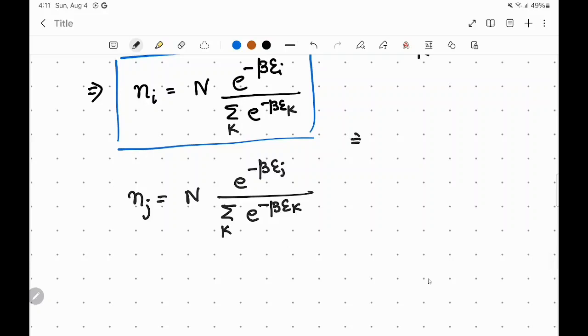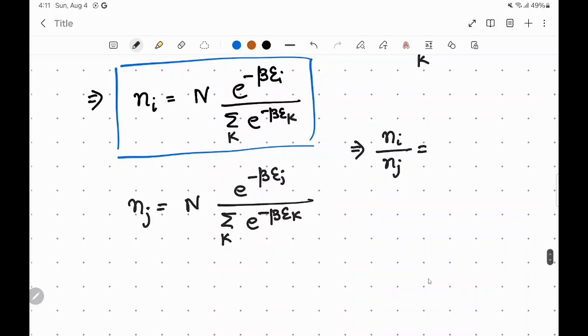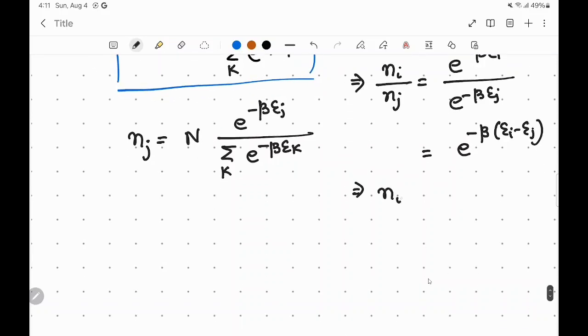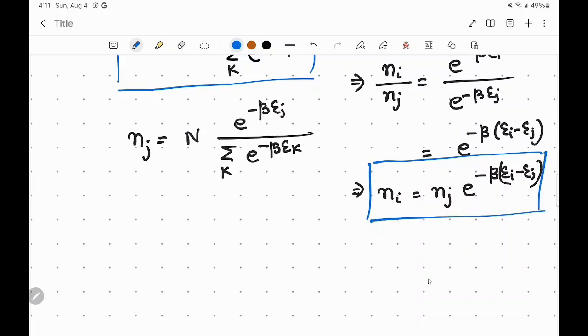Now, if anybody wants to calculate the relative population, Ni divided by Nj, meaning the ratio of the population in the ith level and jth level, then you have to take the ratio. So it will be e to the power minus beta epsilon I divided by e to the power minus beta epsilon J. Now you can write it as e to the power minus beta (epsilon I minus epsilon J). So from here you can write Ni equals Nj into e to the power minus beta (epsilon I minus epsilon J). This formula I used directly in the last class.